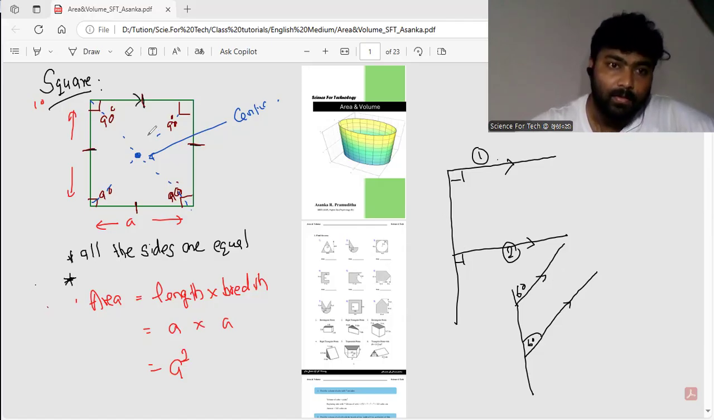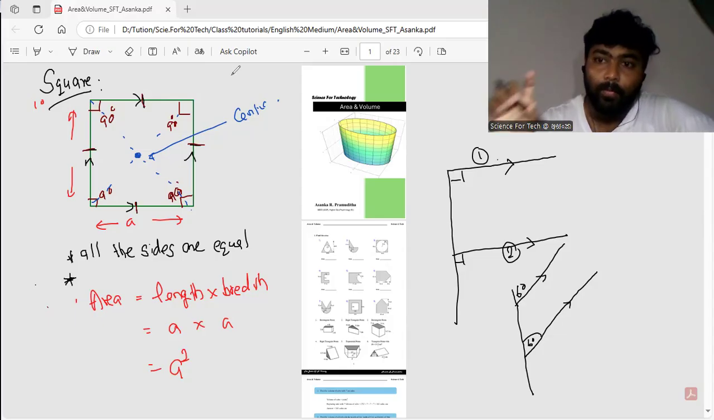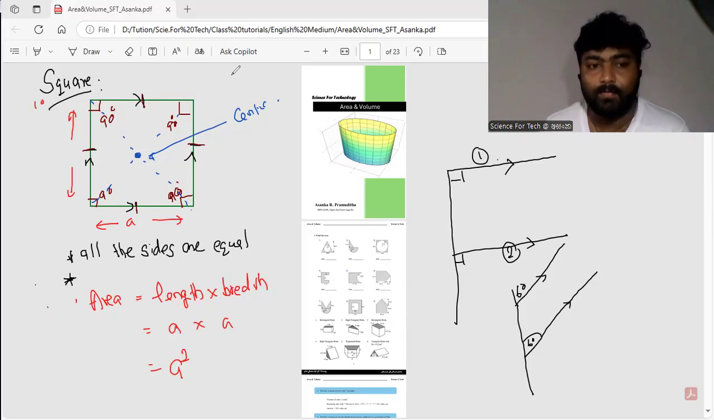Then these lines are also parallel to each other. That means opposite sides are parallel. Write the third property: opposite sides are parallel to each other.